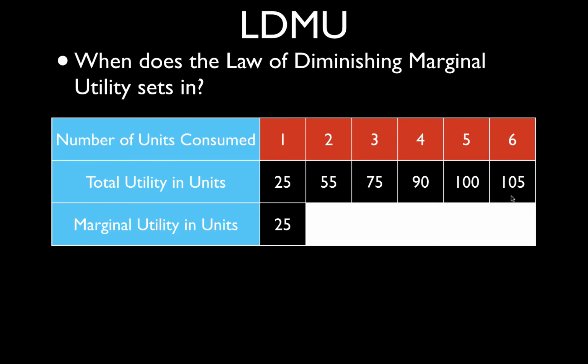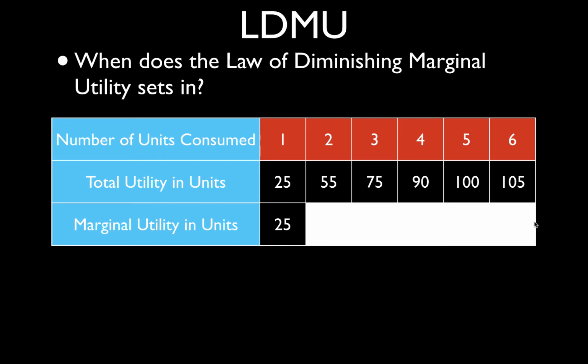So what I want you to do is work out how much marginal utility he gets from the consumption of each extra unit of that good. Fill in this part of the table here, and once you've got that, tell me when the law of diminishing marginal utility sets in. So pause the video now, and when you've got an answer, press play. Okay, well, I hope you've done that. Probably haven't, but you know yourself.